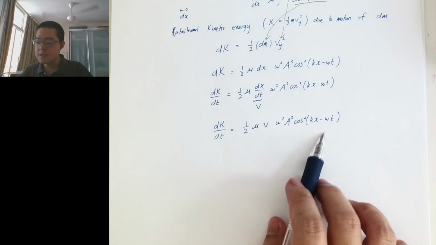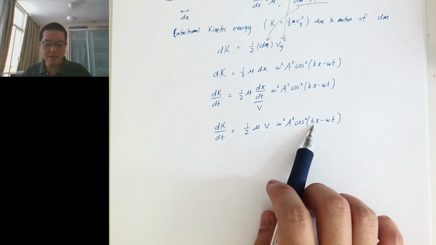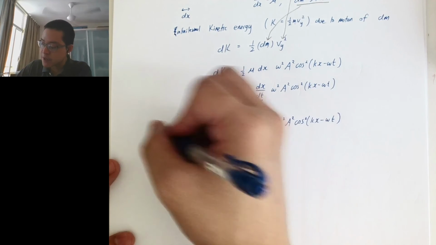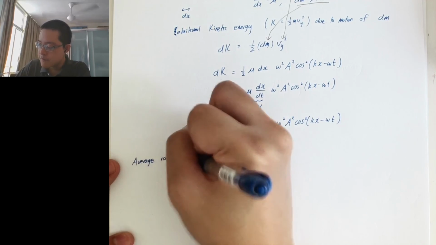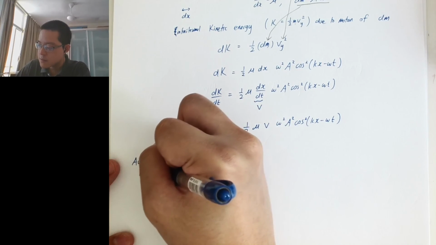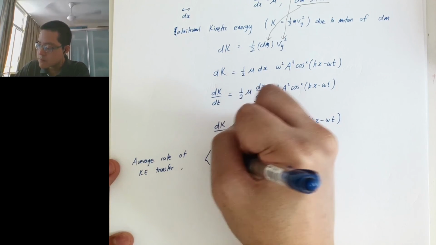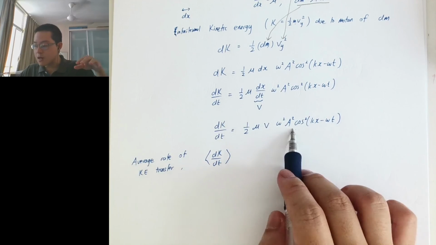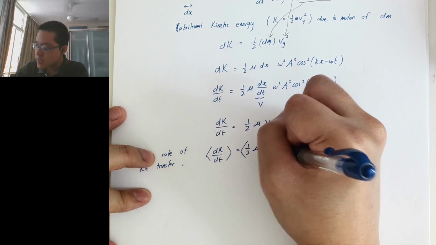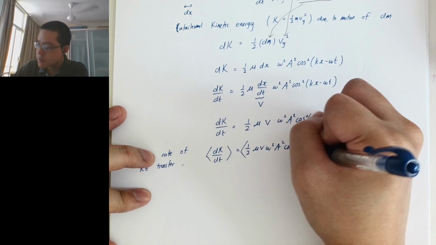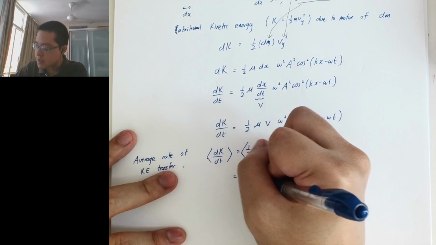Okay, so this is depending on time, and usually for a vibrating string, this function oscillates very fast. So what I'm going to do is calculate the average rate of kinetic energy transfer. I want to calculate the average over time, because all these are constants. So no need to change anything. Omega squared A squared is constant, so a constant is not affected by the average.